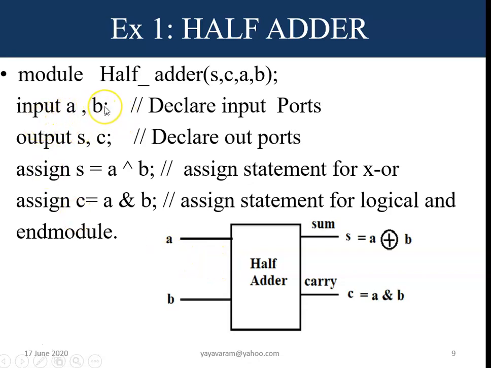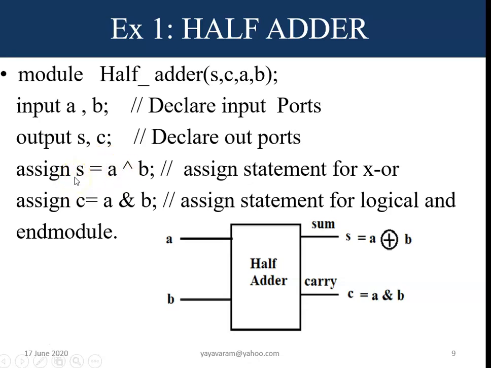Inputs A, B; outputs S, C. S means sum, C means carry. Now what is the statement here? The data flow model is called the body of the module. The structure of this module is the body, where we get some relation between inputs and outputs. Here S is the output, A and B are the inputs.